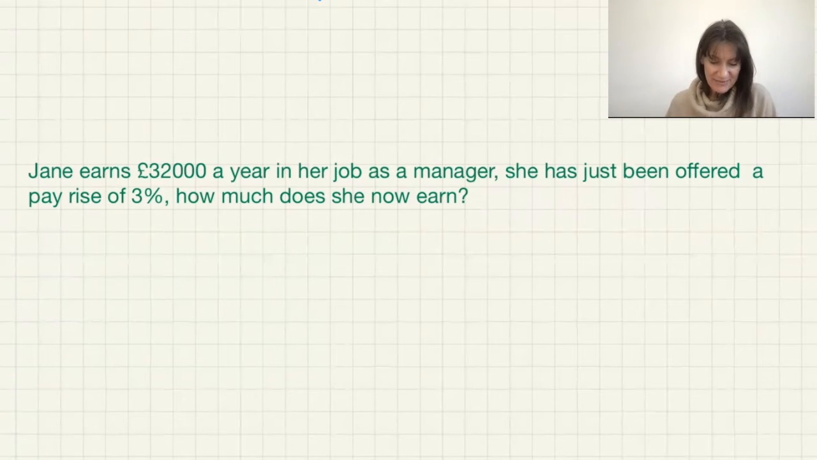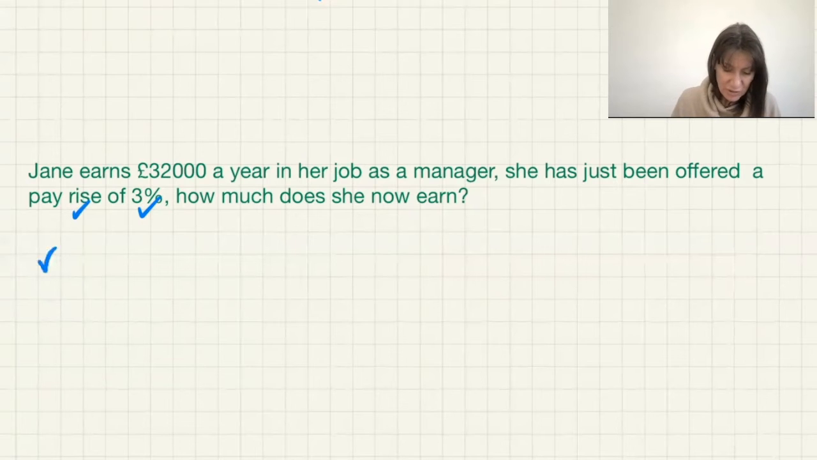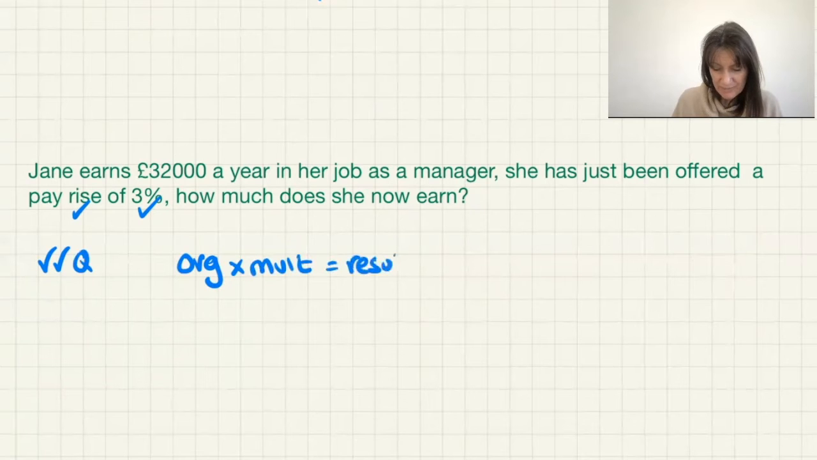All right. So let's have a read of this question. Jane earns £32,000 a year in her job as a manager. She has just been offered a pay rise of 3%. How much does she now earn? So I've got the percentage and there's a pay rise. There's an increase. So this is a 2-tick question, which means it has to be original times multiplier equals result. That is my first process to solving this problem.